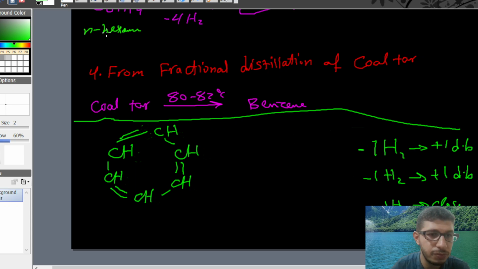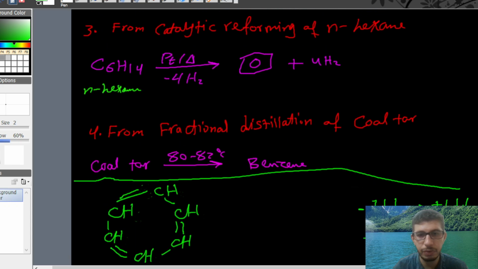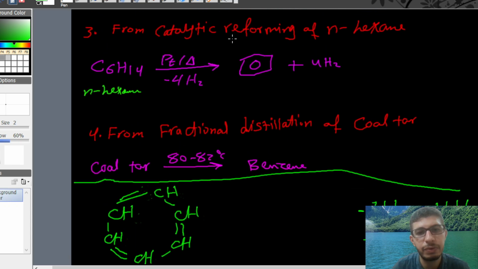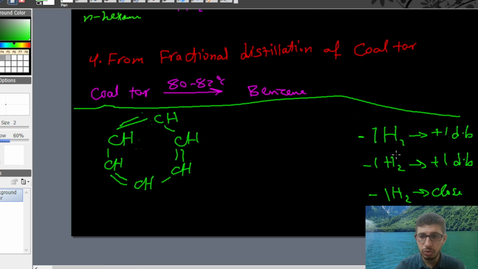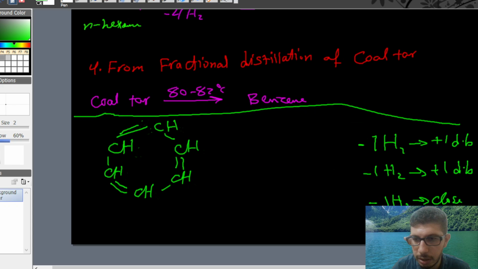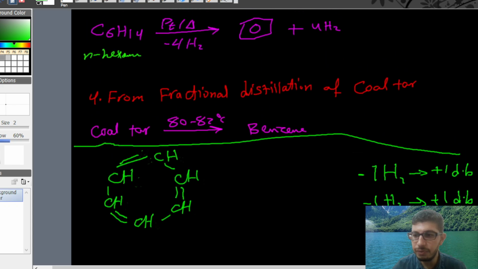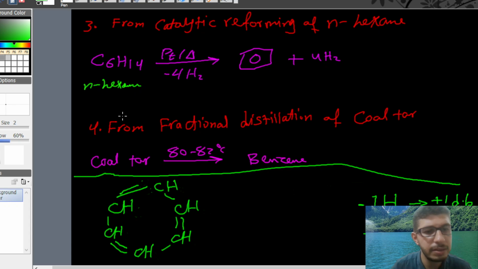So we can transform normal hexane into benzene with catalytic reformation. It's actually called catalytic reformation or catalytic reforming. So we use a catalyst, platinum, in the presence of heat, to give me benzene, and we get 4 moles of hydrogen, and I have shown you how this process was done. Okay, then the fourth method is from fractional distillation of coal tar.